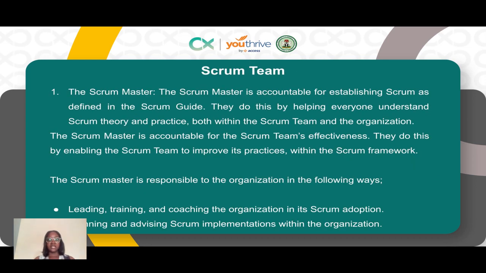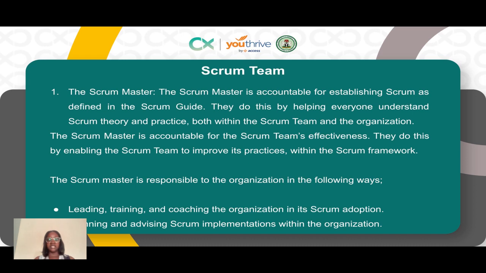Now, the Scrum Master is accountable for establishing Scrum as defined in the Scrum Guide. So, the Scrum Master is the subject matter expert when it comes to the Scrum Guide and Scrum methodology, and is accountable for establishing Scrum and ensuring that the teams are following the Scrum framework. They do this by helping everyone understand Scrum theory and practice within the team and the organization.